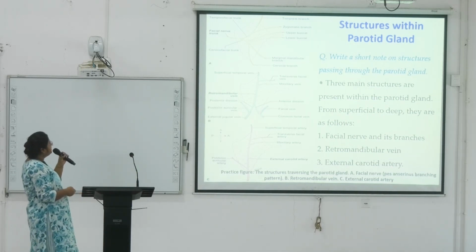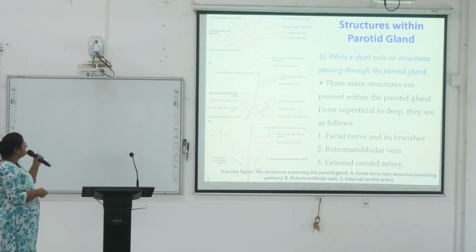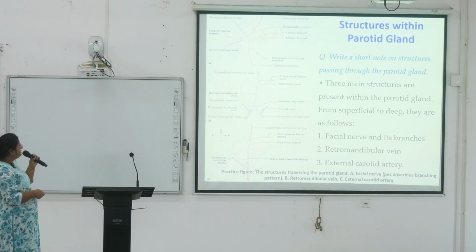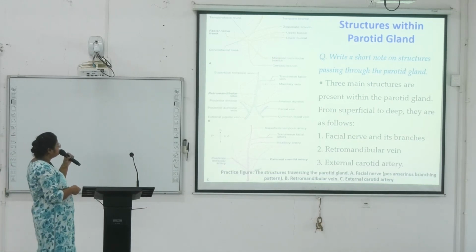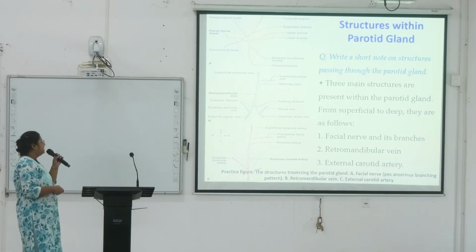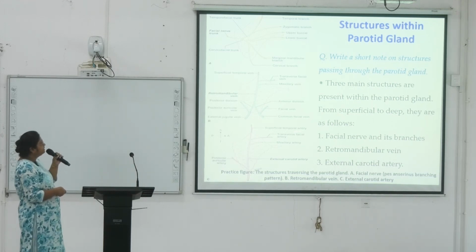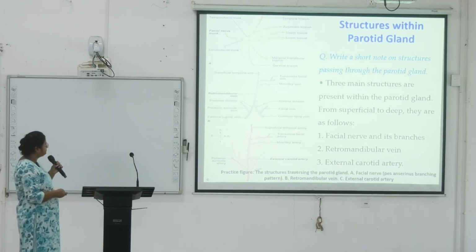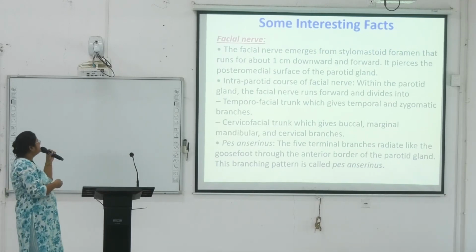Then deepmost is the external carotid artery. Here is the external carotid artery. It is giving its branches. Here is the posterior auricular artery. Here are two divisions, two terminal divisions, superficial temporal and maxillary. And from the superficial temporal artery comes out this transverse facial artery. Okay. So we'll discuss these three structures in detail.